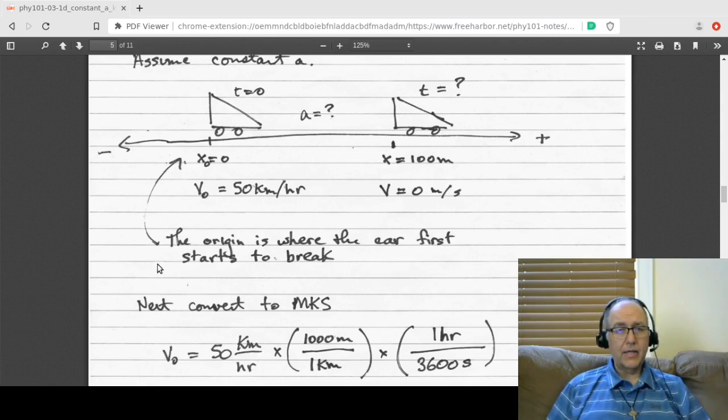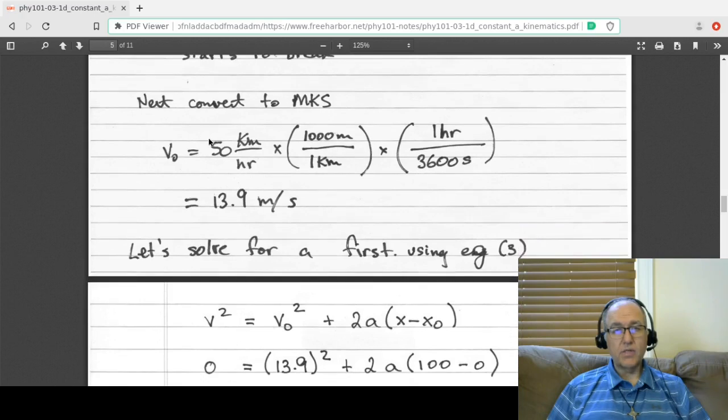We look at the numbers here, and you'll see that 0 and 100 meters are in MKS, but the 50 kilometers per hour is not in MKS. So the next thing we're going to do is convert all of our numbers to MKS units. We have here 50 kilometers per hour. We've done this conversion now; this is the third time we're doing it. Remember, we want to eliminate the kilometers and go to meters, and eliminate the hours and go to seconds. So we multiply by this fraction, which is equal to 1: 1,000 meters divided by a kilometer. And we multiply by this fraction, which is also equal to 1: 1 hour divided by 3,600 seconds.